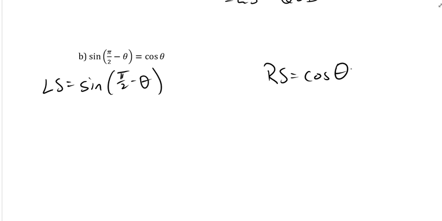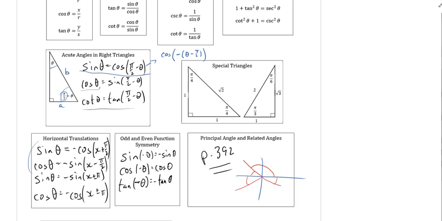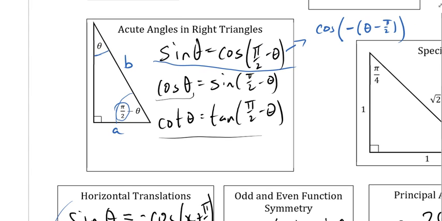Yeah, it's from that first day where we talked about that. If you're looking at a right triangle, you have theta. The other angle is pi by 2 minus theta, right? So if I look back at my cheat sheet, it was these ones here, acute angles and right triangles, right? That guy right there.